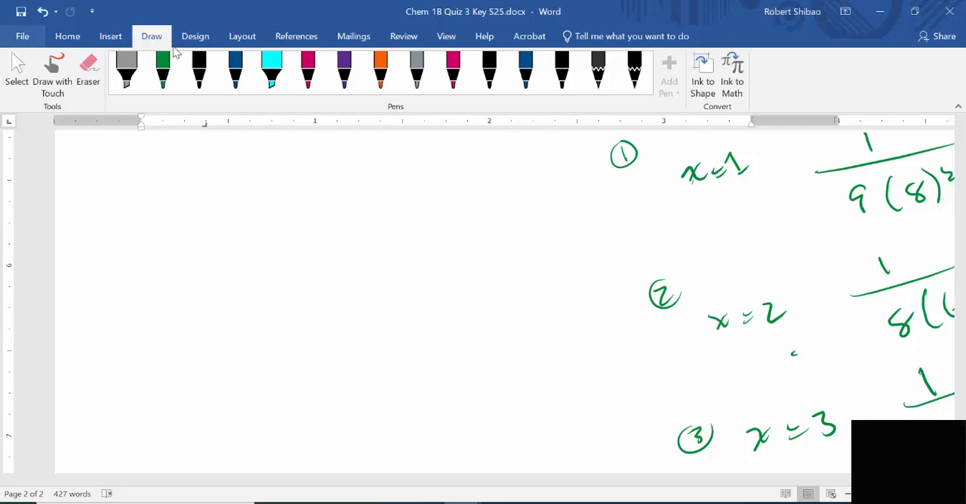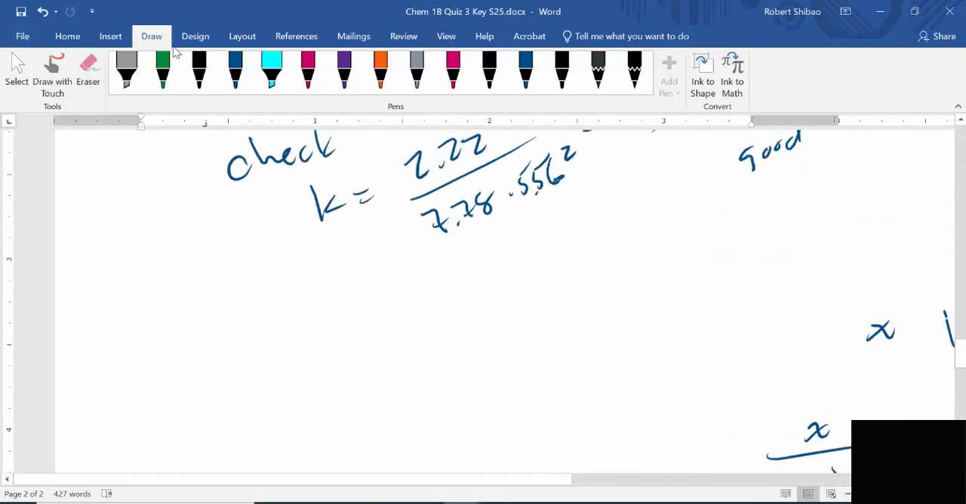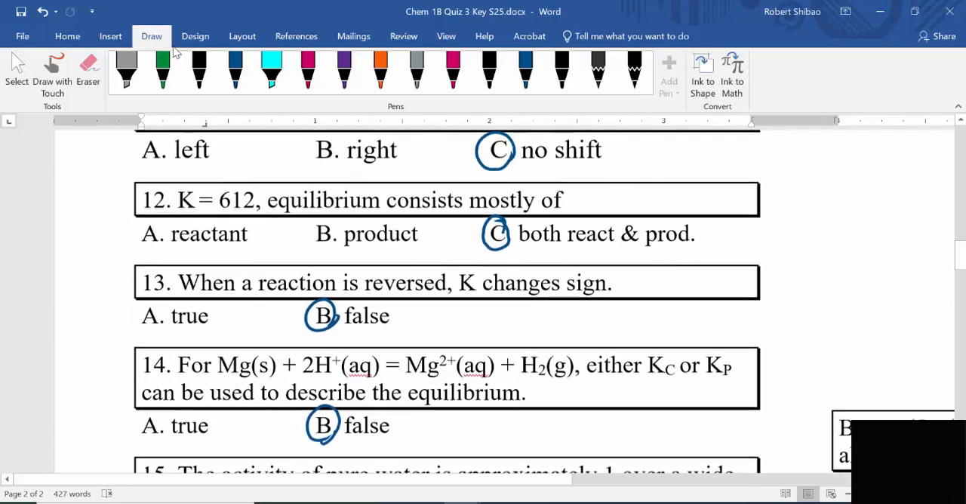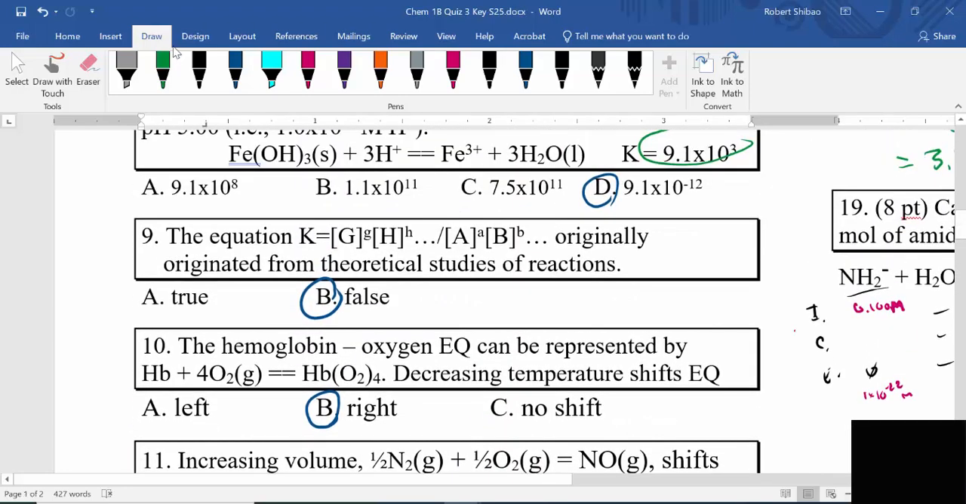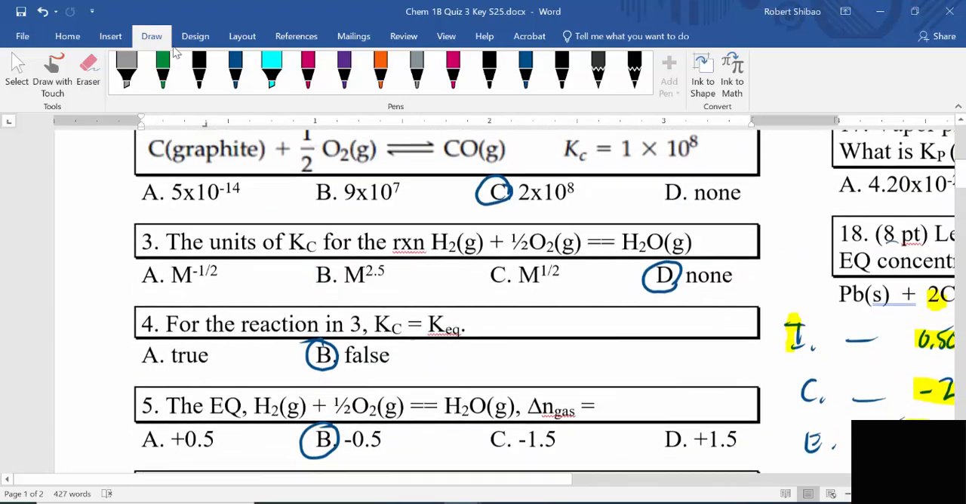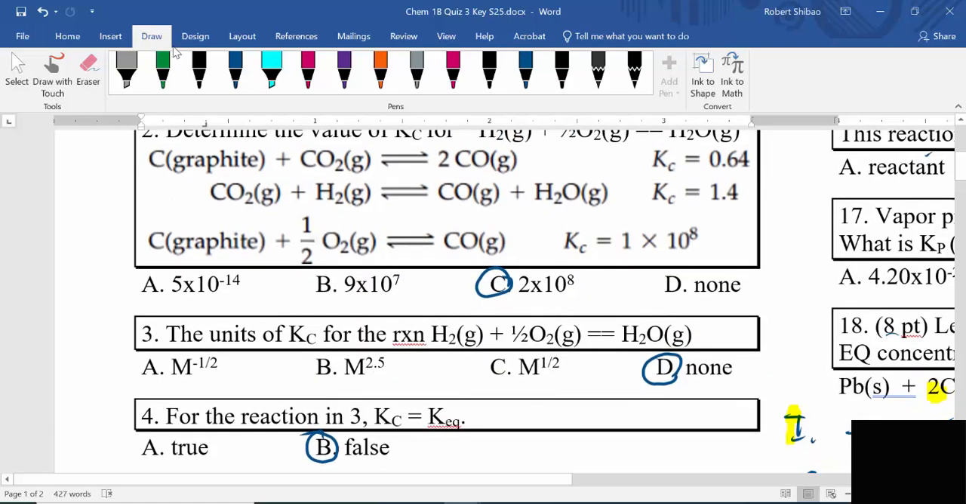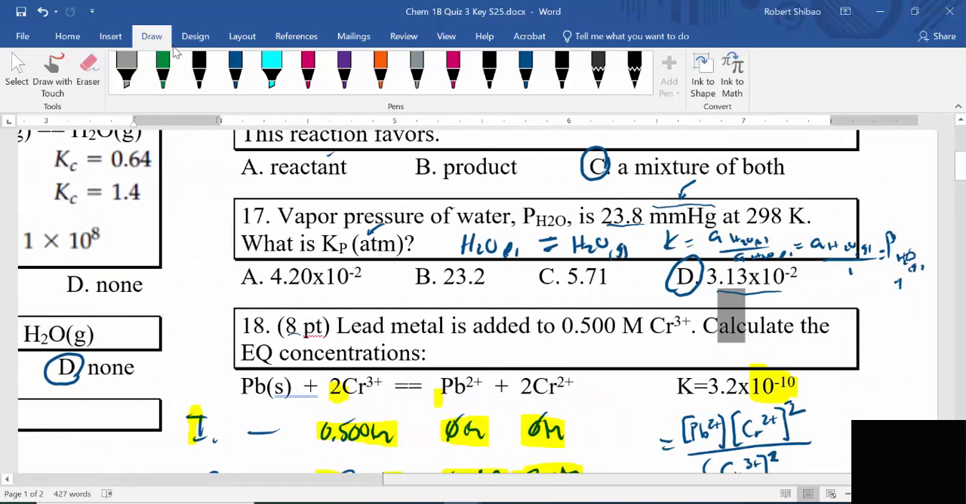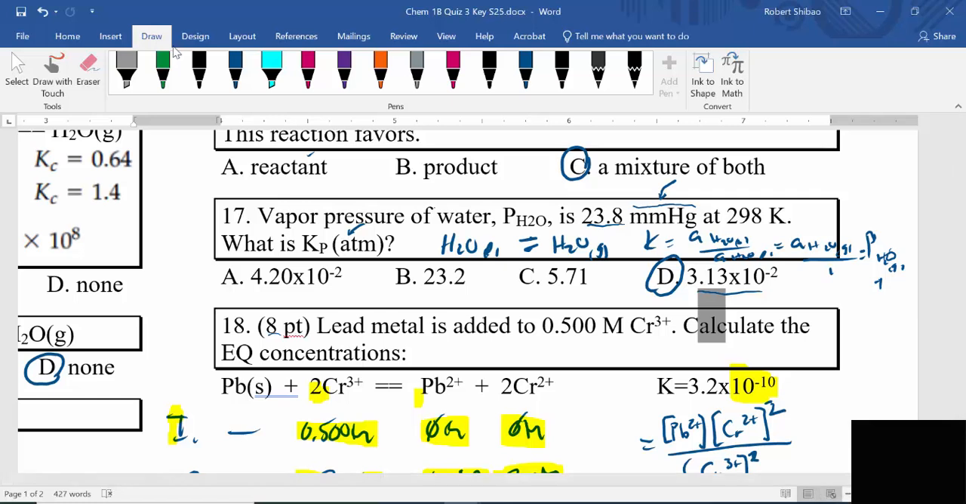Any other questions from chapter 16? Do you mind doing number 17? Because I was trying to use Kp equals Kc times RT to the power of delta n. Okay, we can take a look at number 17.